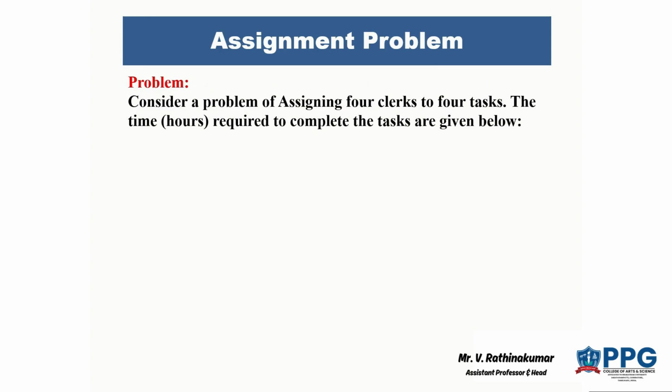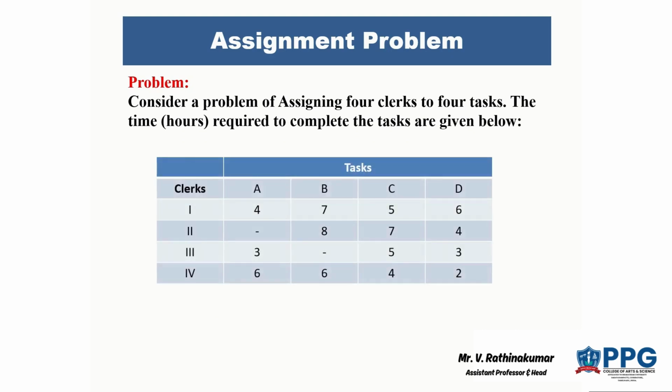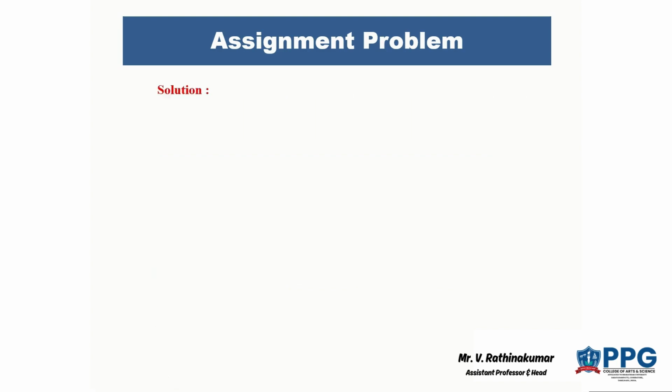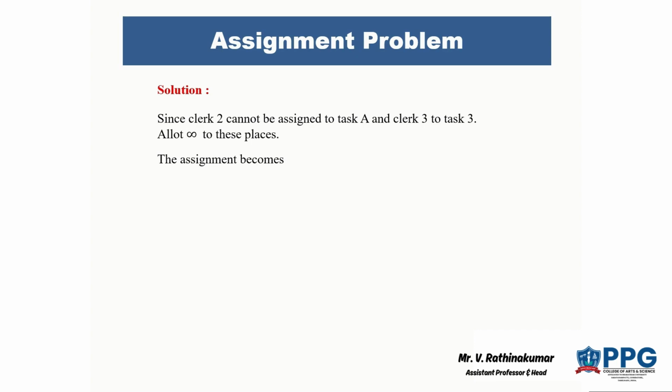Let's see the problem. Consider a problem of assigning 4 clerks to 4 tasks. The time required to complete the tasks is given below. Clerk 2 cannot be assigned to task A and clerk 3 cannot be assigned to task B. Find the optimum assignment schedule. Solution. Since clerk 2 cannot be assigned to task A and clerk 3 to task B, allot infinity to these places. Then the assignment becomes like this.